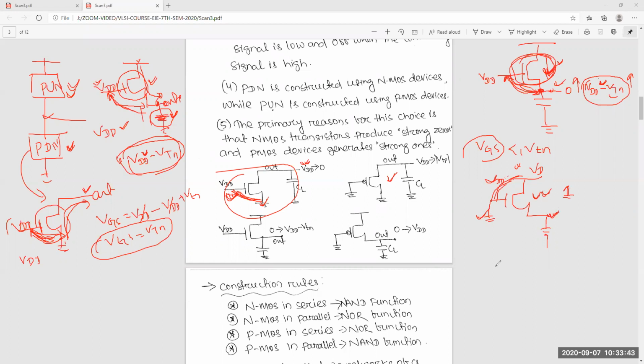But if this is connected in a PDN, that means you connect it to ground. So this is the ground. This is the top figure you can see. Whatever we have discussed is this one.